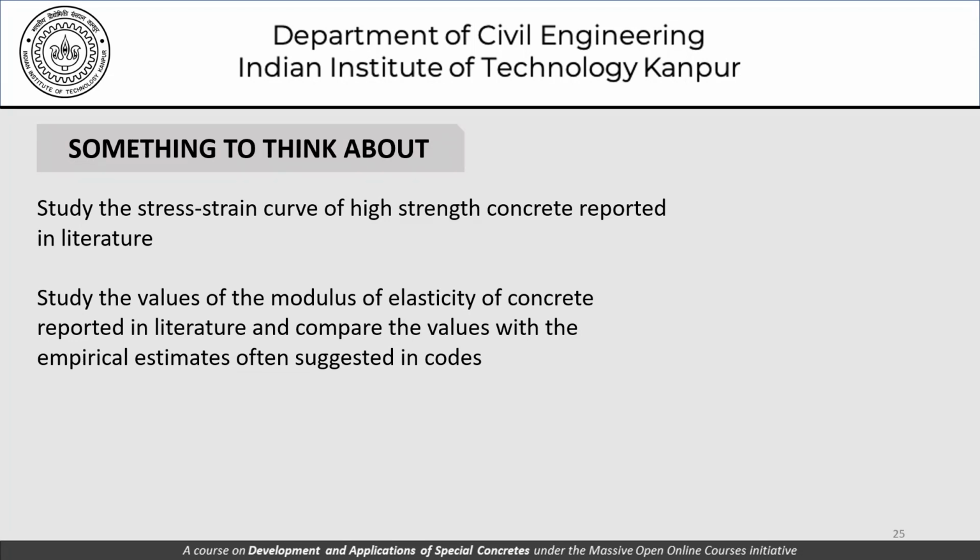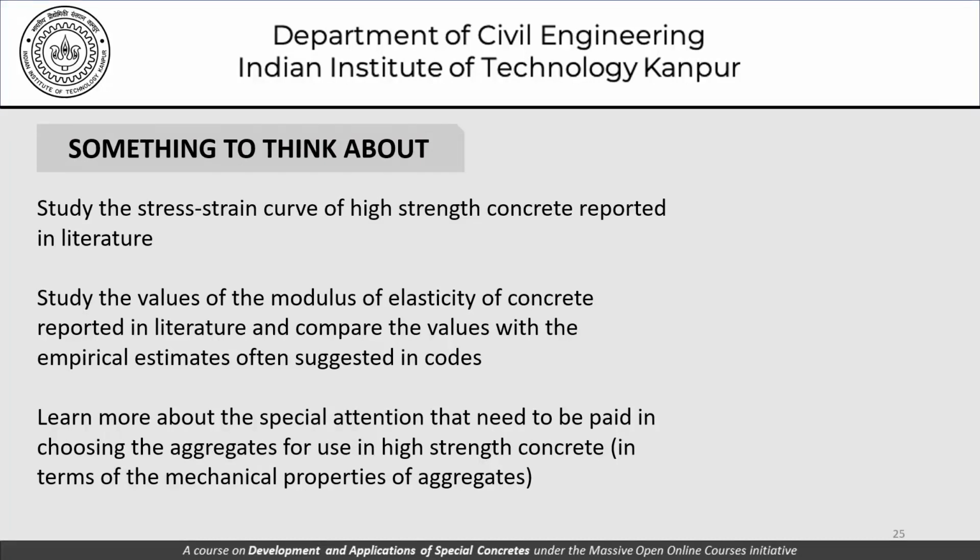For example, the Indian code suggests the use of 5000 root fck as a model for estimating the modulus of elasticity. Try to see whether that formula or empirical rule is good enough even for high strength concretes. In fact, there is a very clear disclaimer in IS 456 cautioning engineers not to use these kinds of empirical relations for high strength concretes. Learn more about the special attention that needs to be paid in choosing aggregates for use in high strength concretes in terms of the mechanical properties of the aggregates.